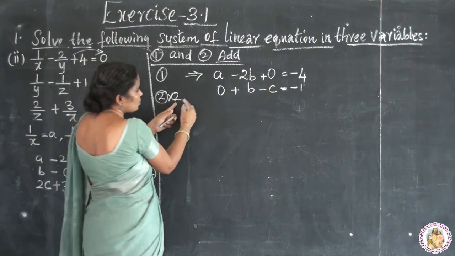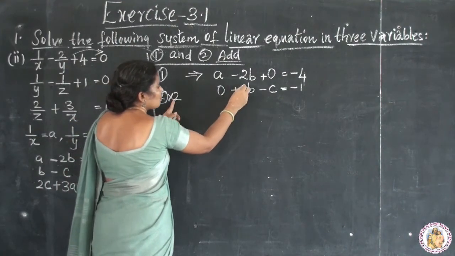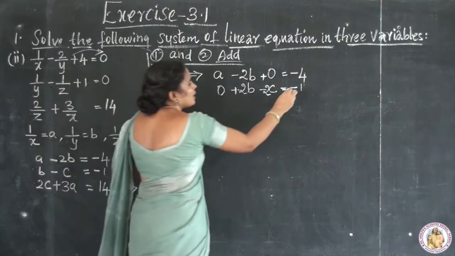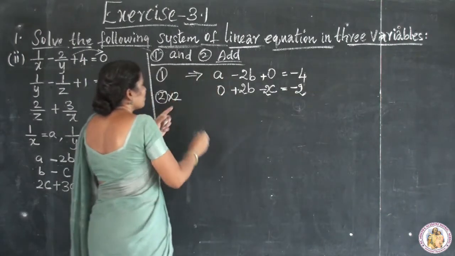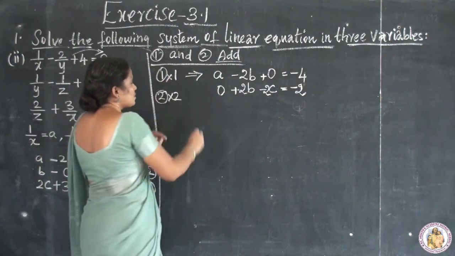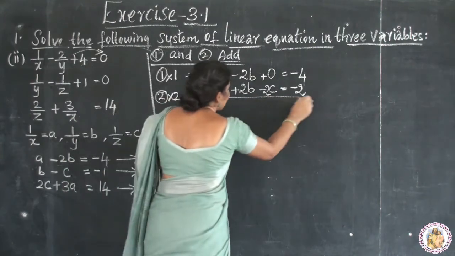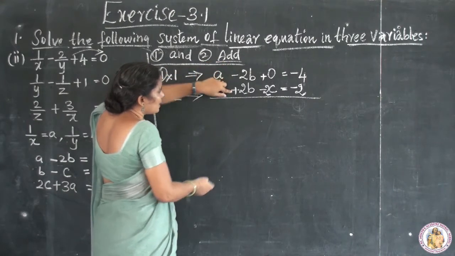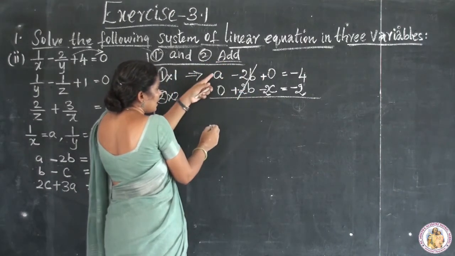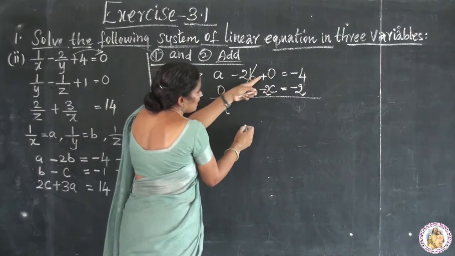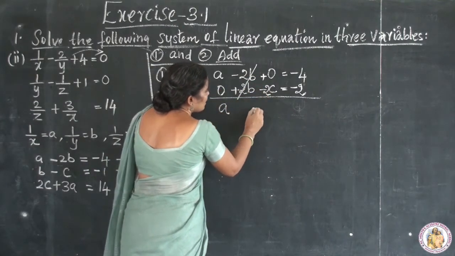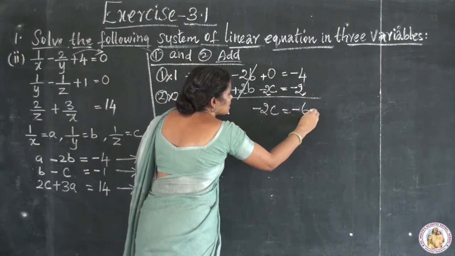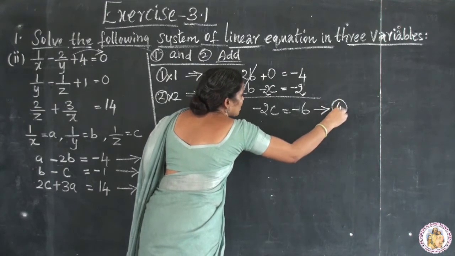Second equation into 2. 2 into 0 is 0. 2 into b is 2b. 2 into c is 2c. 1 into 2 is 2. Okay. And here we multiply with 1, so that it remains as is. Now we can see we have different symbols, that is plus, minus. So b cancels. a plus 0 is a, and minus 2c, minus 2c is the same sign, and minus 6. Taking this as the fourth equation.